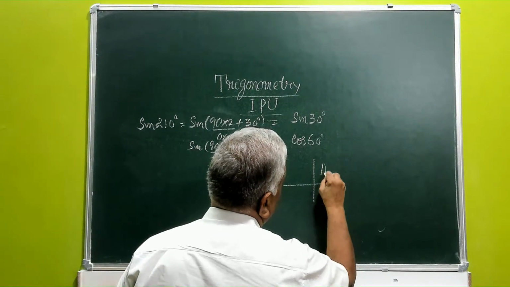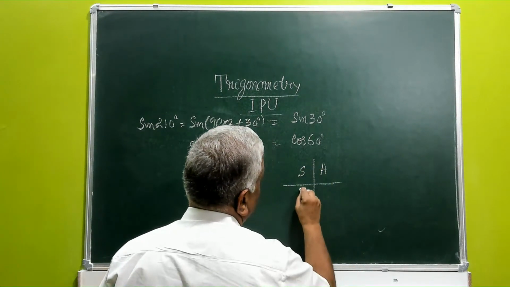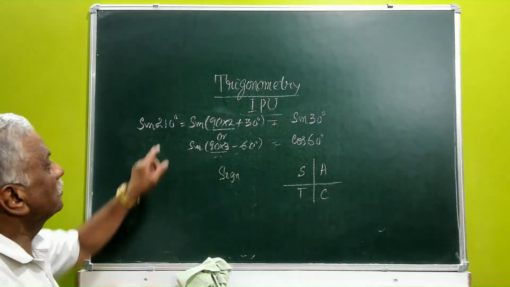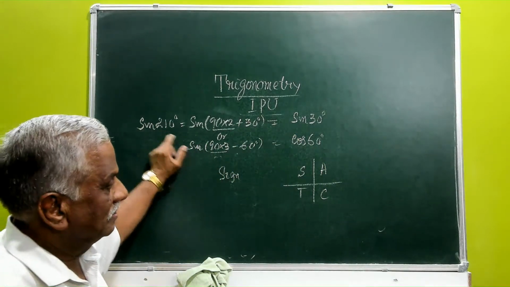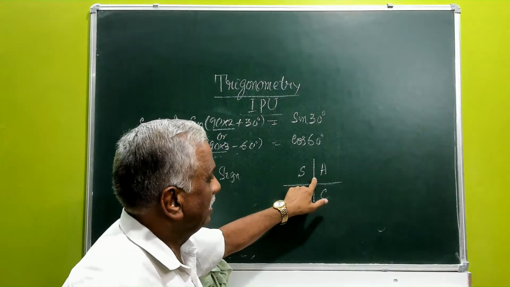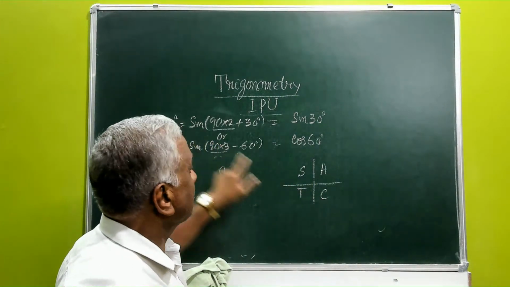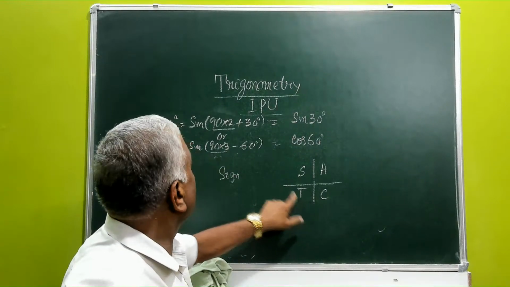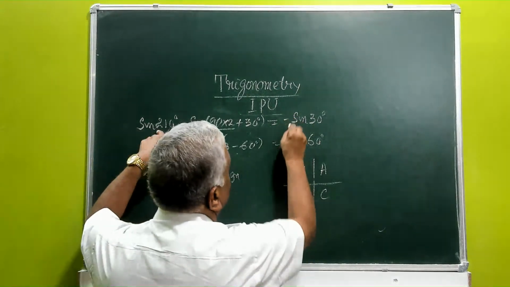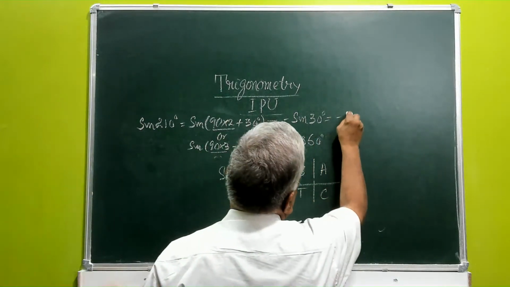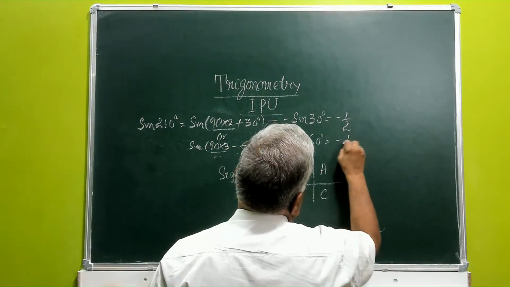So this is A, this is S, this is T, this is C. Now 210 is in which quadrant? Here up to 90, 180, this is the third quadrant. So 210 is in the third quadrant. In the third quadrant, the sign is negative, therefore both are right. What is sin 30? It is minus half. What is cos 30? Minus half.